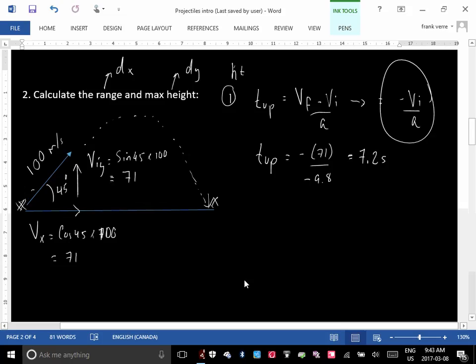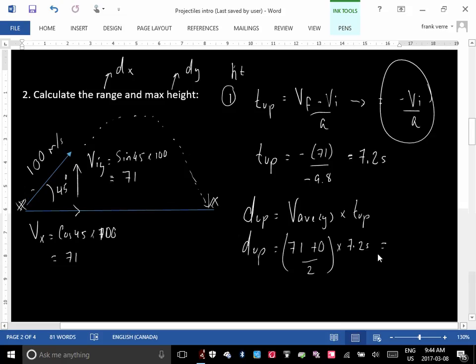All right, now, okay. How far does it go up? Well, we can now say the distance up would be a function of the average speed up along the y times that time to go up. Just like the example we did on the test, right? Object being thrown in the air. So the average speed up is the average of 71 and what? 0. Because at the top, what's the speed? 0. How long does it take to go up? 7.2 seconds.